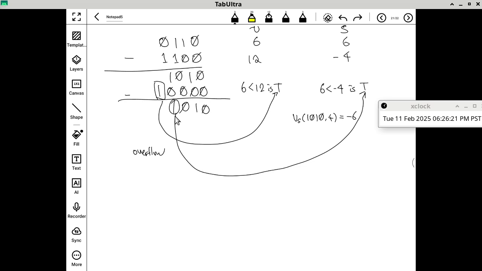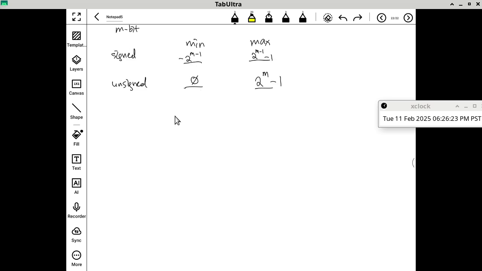So are you convinced at this point that if I just look at the sign of x, the sign of y, and the sign of the difference, I can tell whether there's an overflow or not? Okay, yes, go ahead. Exactly. Yep, yep. So we'll get to that.